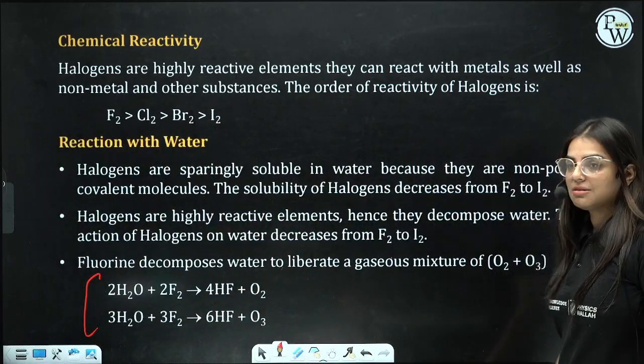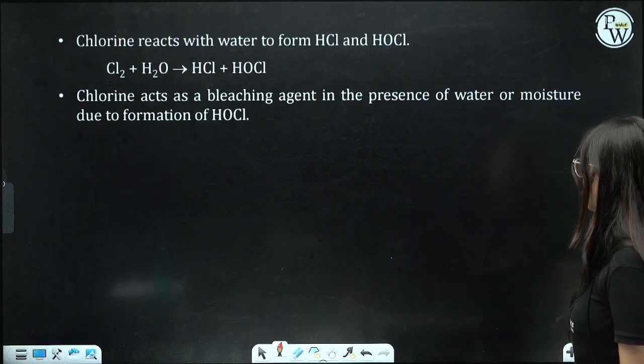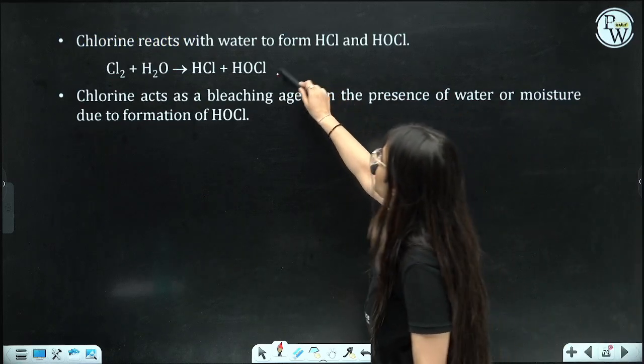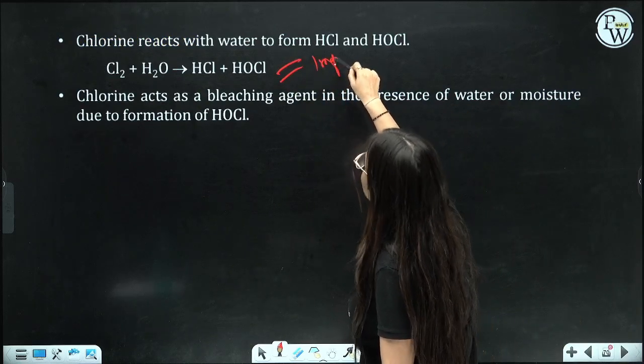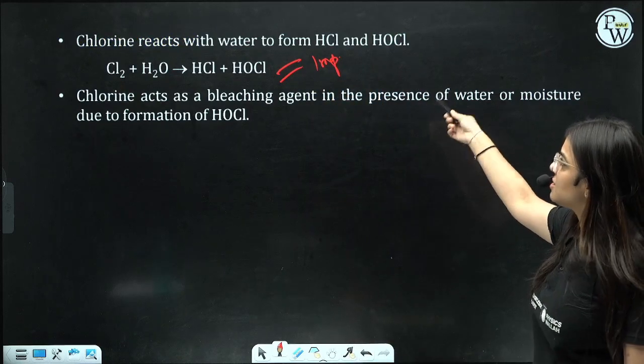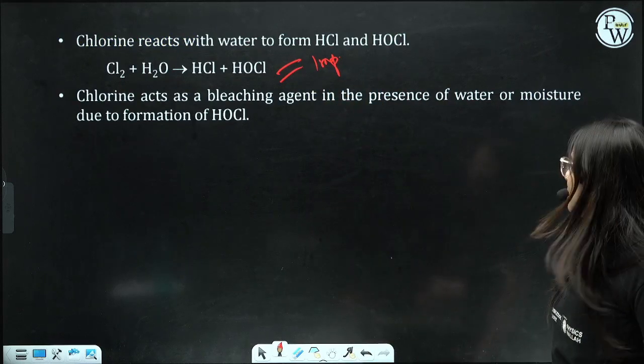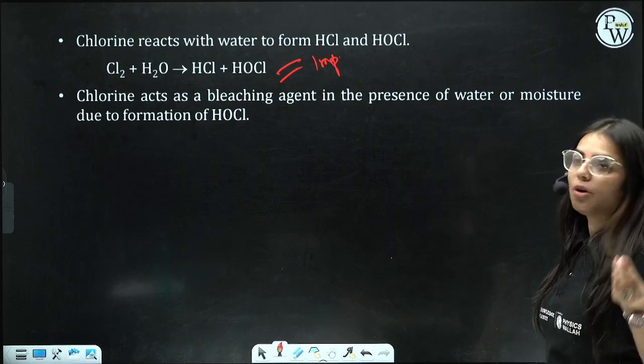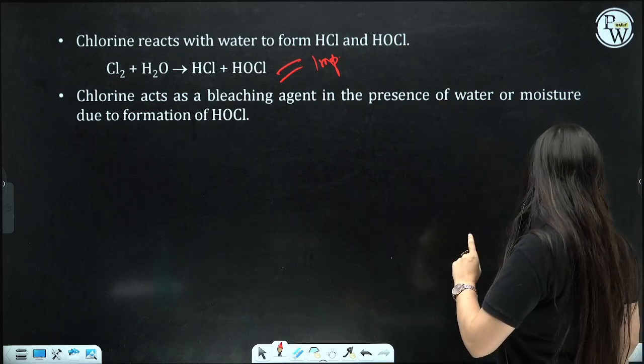So basically these are the reactions. Now it is an important reaction. Chlorine reacts with water and forms HCl and HOCl. Chlorine acts as a bleaching agent in the presence of water due to formation of HOCl in it. So it is a very important reaction.